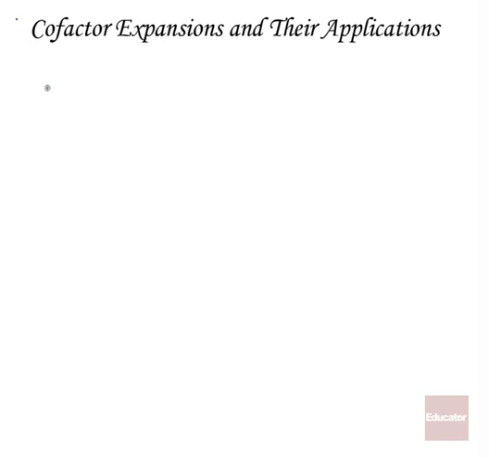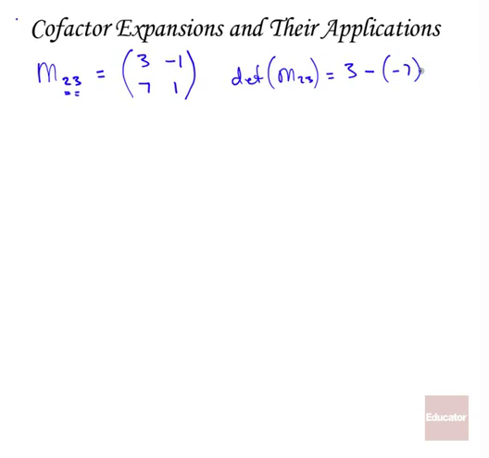So let's see. This time let's calculate the M23 minor. So when we go back to our original matrix and we knock out the second row and third column, what we end up with is another 2 by 2, which is 3, negative 1, 7, and 1. When we take the determinant of M23, it is going to be 3 times 1 minus negative 1 times 7, which is going to equal 3 plus 7. We get 10, so that's our determinant.